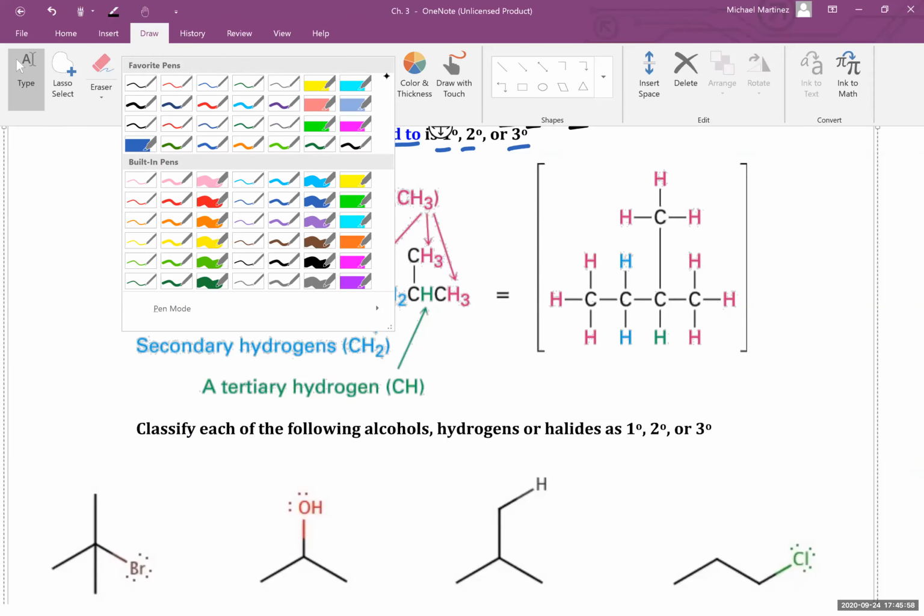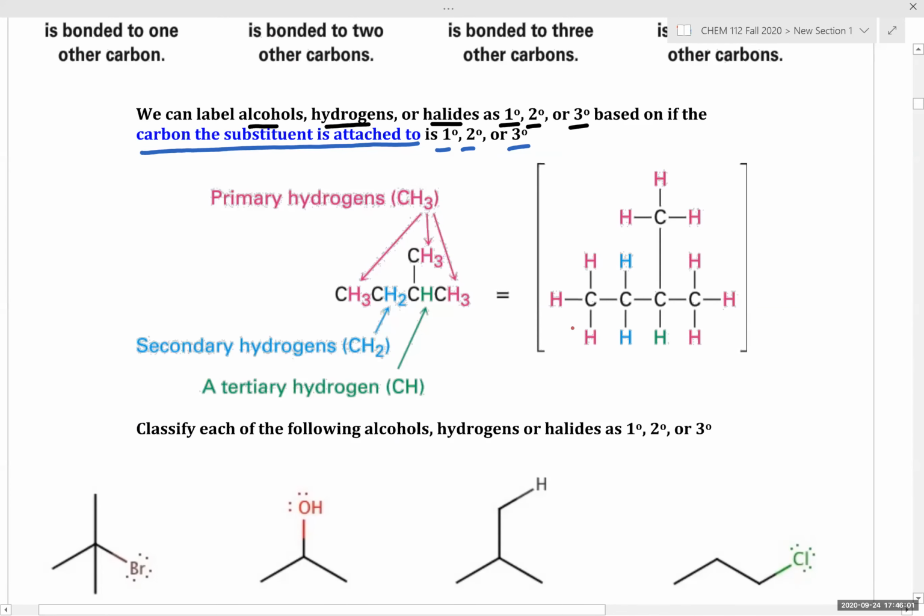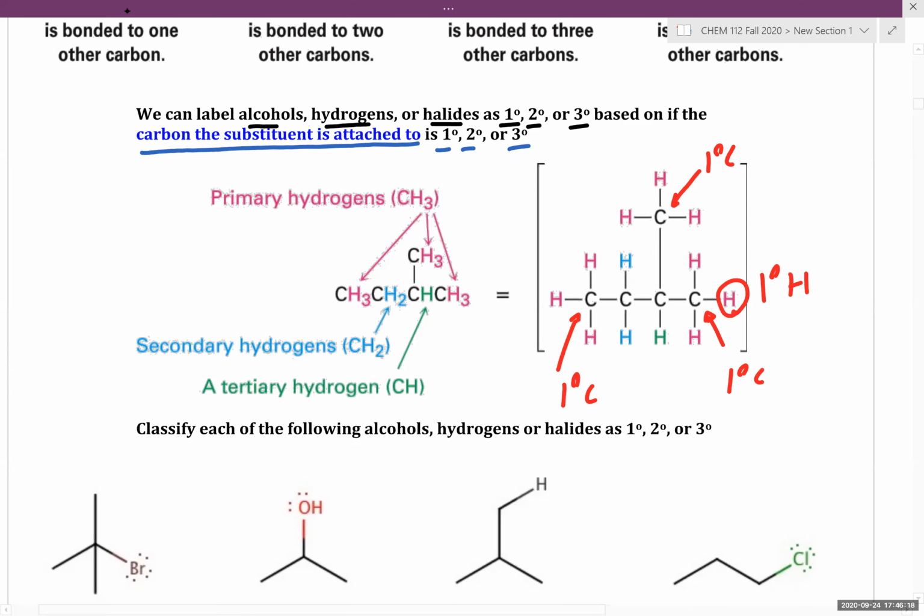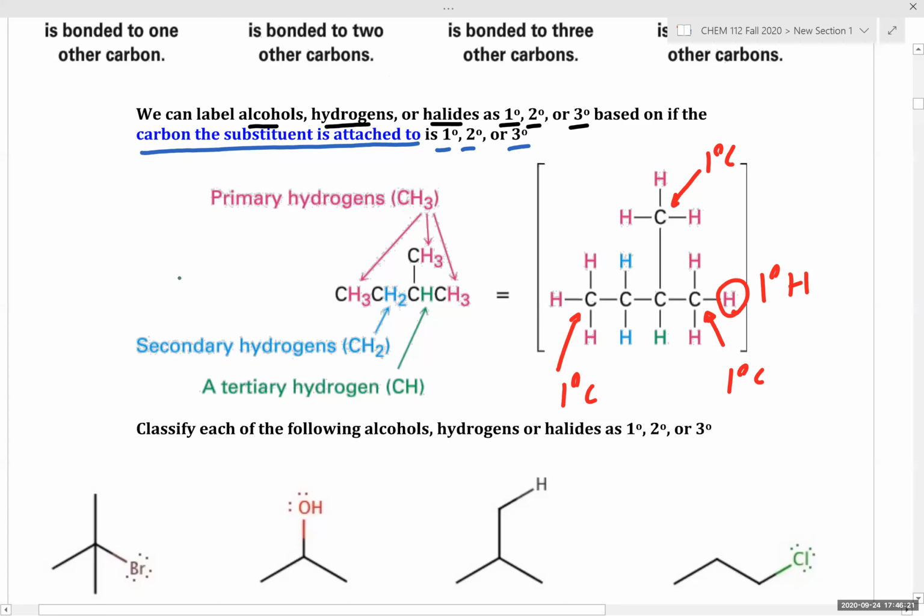So if we're identifying hydrogens, notice how each of these 3 carbons are primary carbons, right? They're only attached to one other carbon. As a result, this hydrogen would be considered a primary hydrogen. Likewise, looking at this central carbon here, is this carbon that I boxed in green primary, secondary, or tertiary?